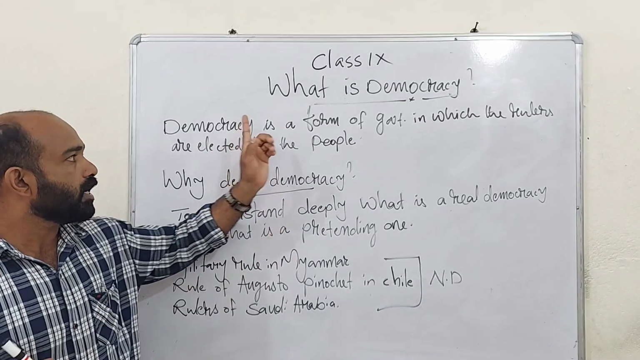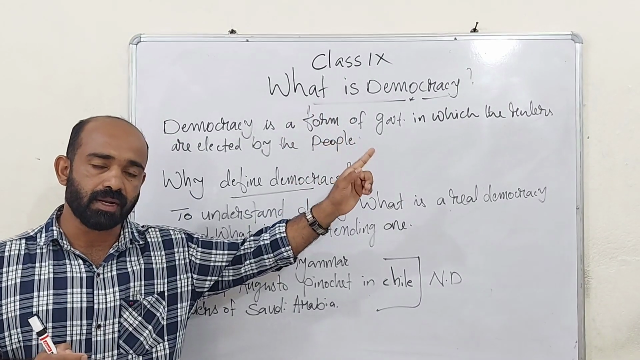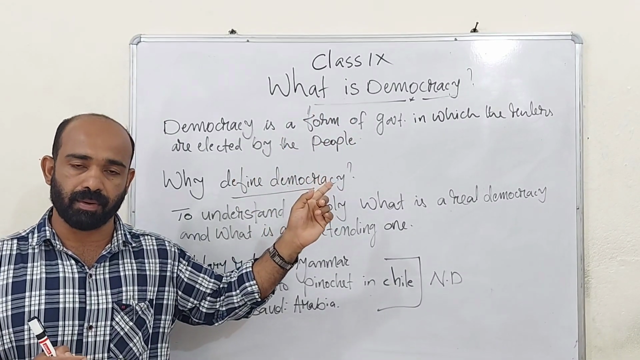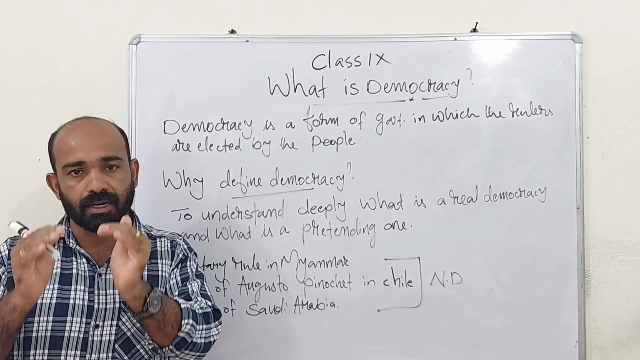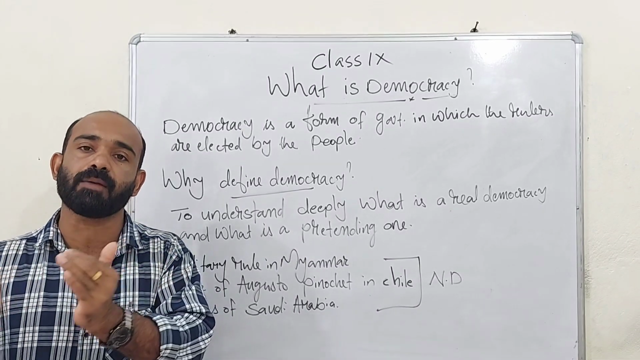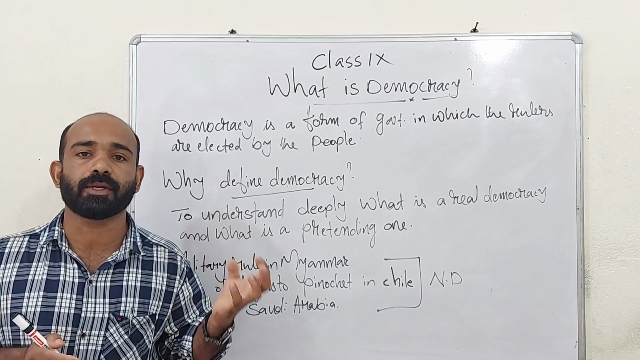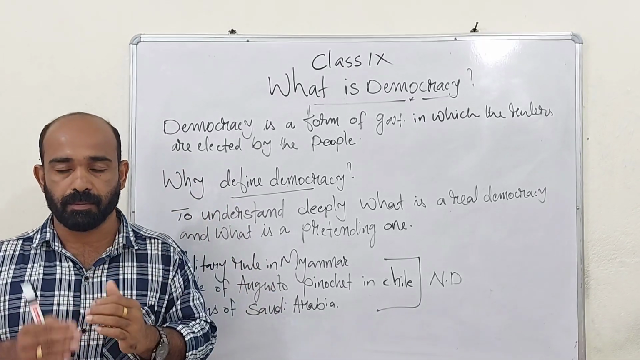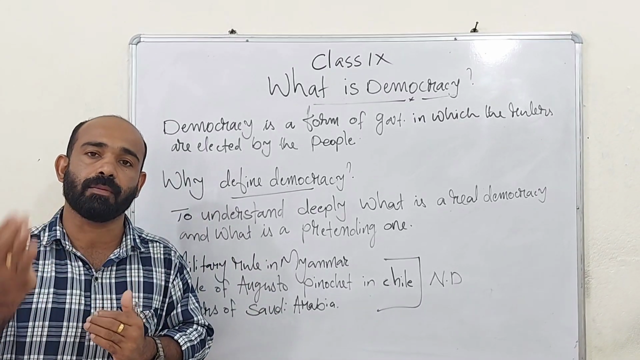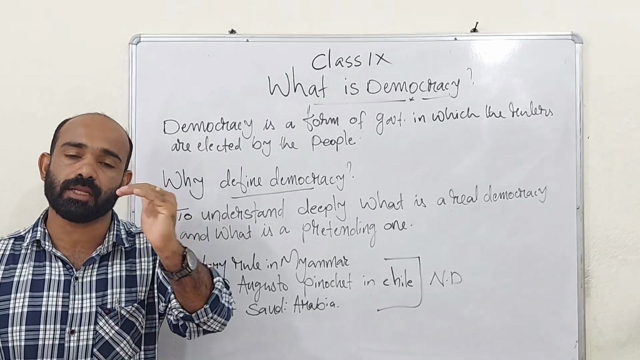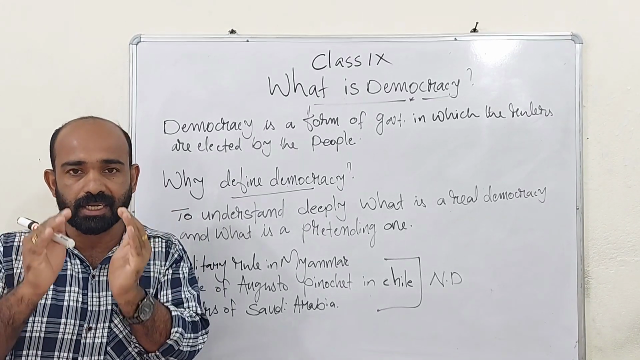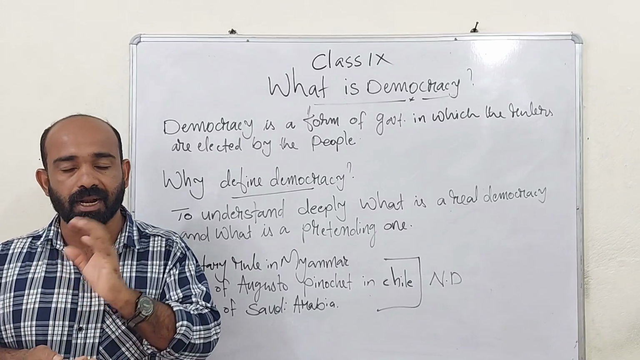We have studied that democracy is a form of government in which the rulers are elected by the people. Here also, in some countries, rulers are of course elected by the people, but the elected rulers are not getting any opportunity to rule the country. Someone is controlling them. So such countries cannot be called clear democracies.